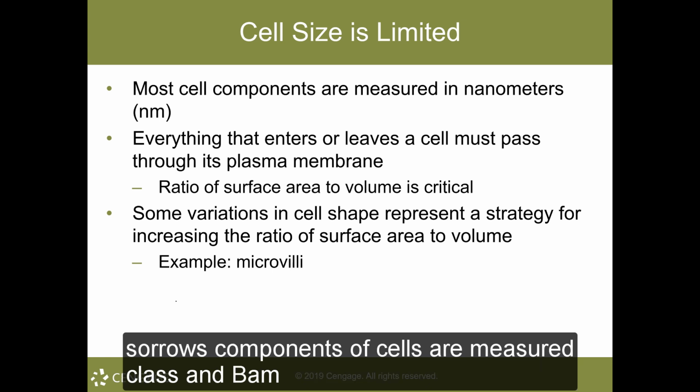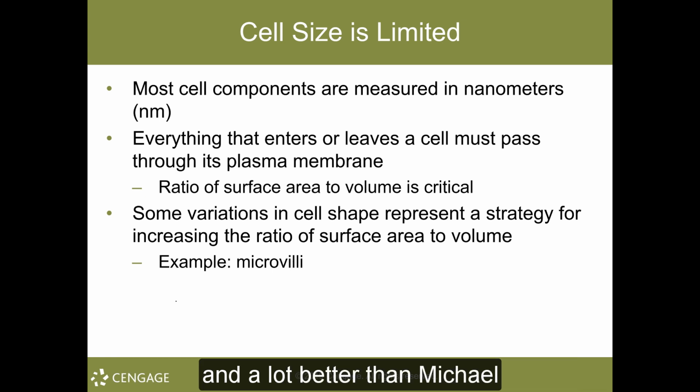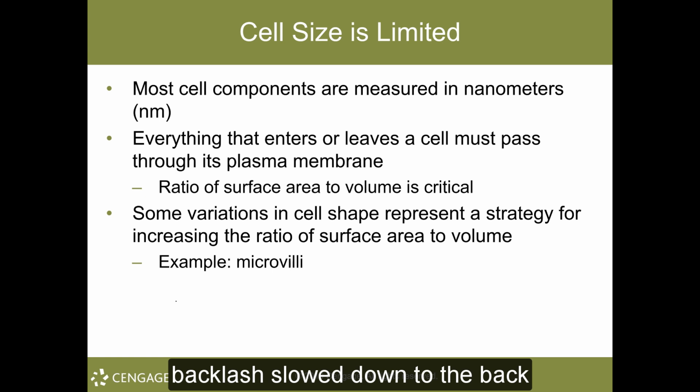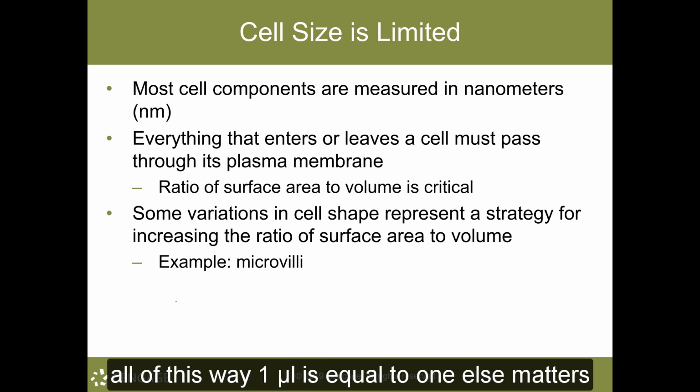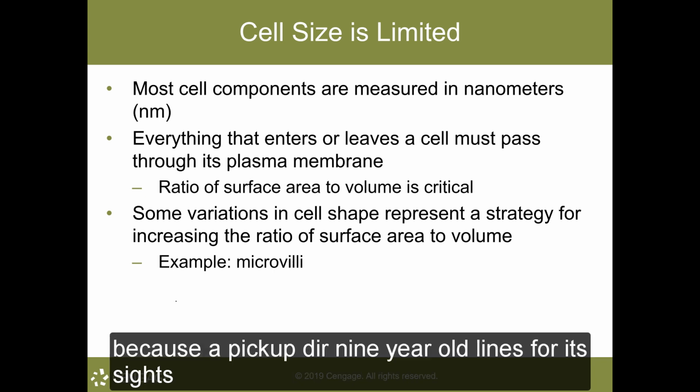So most components of the cells are measured, class, in nanometers. In lab, we got to the micrometer. Well, now, class, we're down to the nanometer. And I'll put it this way. 1 micrometer is equal to 1,000 nanometers, because I think it helps to get an idea of what I mean as far as size.